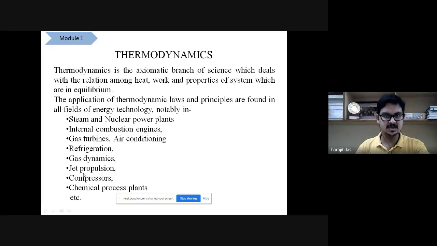Gas dynamics, jet propulsion, compressors. Compressors are the devices to compress.